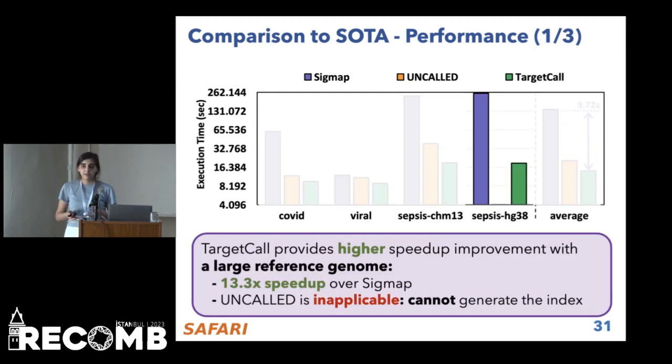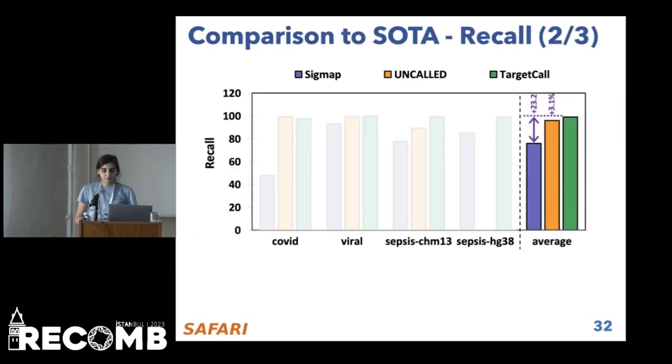And more importantly, if we compare the performance of these tools for large reference genomes, we show that the performance benefits of TargetCall are even more significant, where we have 13.3x better performance than Sigma, and we were even unable to compare it against Uncode because Uncode couldn't even generate the index properly, even though we had a 1 terabyte system for this specific reference genome.